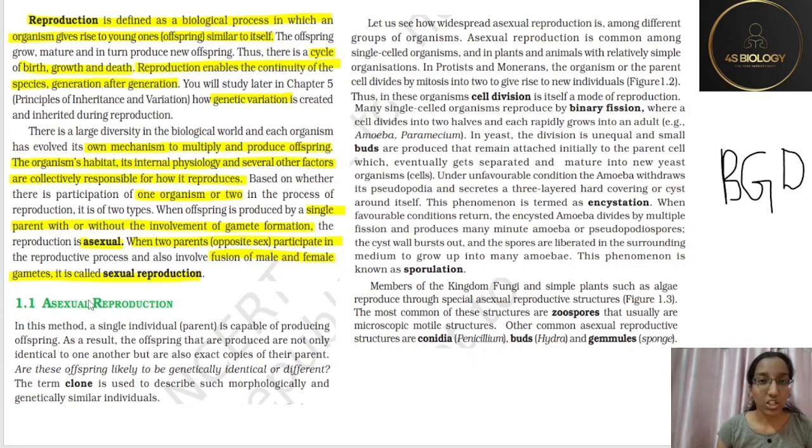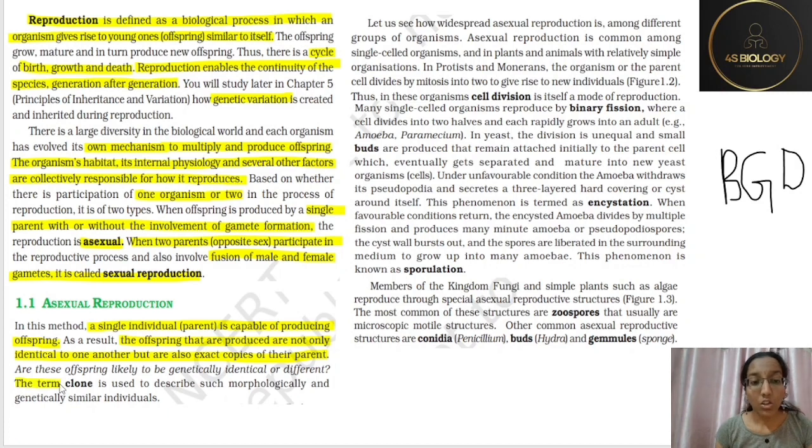Next, moving on to asexual reproduction. The first part which we will study is asexual reproduction. In this method, as I already told, a single individual is capable of producing offspring. ಇದರಲ್ಲಿ ಏನಾಗುತ್ತೆ ಅಂದರೆ the offspring that are produced are not only identical to one another but are also exact copies of their parents. ಅಂದರೆ ಅದು ಟ್ವಿನ್ಸ್ ಥರ ಅಲ್ಲ, but they also resemble their parent. ಎಲ್ಲದು ಫುಲ್ ಐಡೆಂಟಿಕಲ್ ಇರುತ್ತೆ. Parent, offspring, everything will be identical. So this is the case in asexual reproduction.